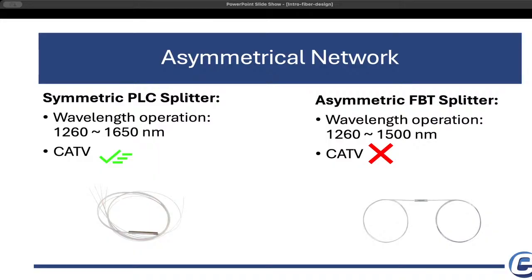One of the downsides of asymmetrical network splitting is that we cannot give CATV to our customers. So if we're planning on using asymmetrical networks, but also planning on giving CATV to our users, it's not going to be possible with this type of connectors. We need to do a symmetrical network.